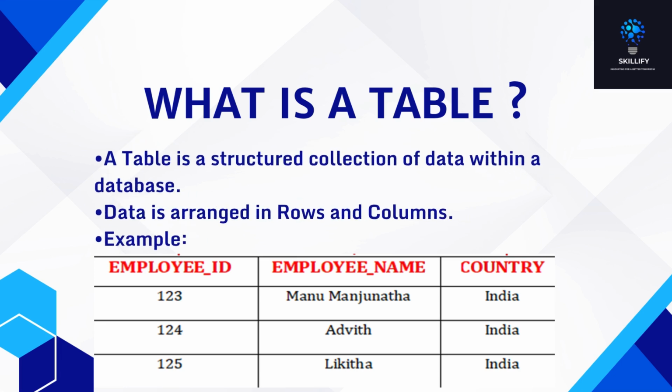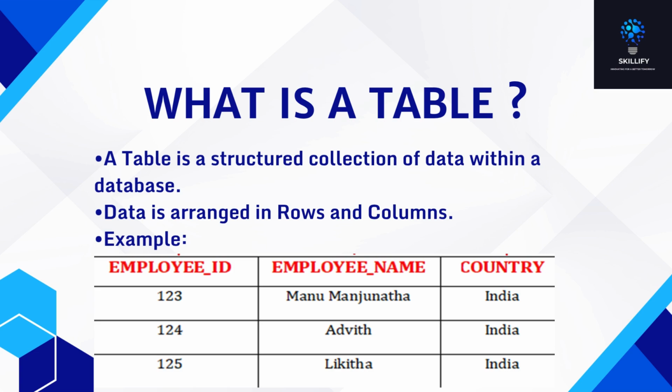Now let's understand what a table is. A table is a structured set of data inside a database. It stores data in the form of rows and columns. Each row represents a record, and each column represents a field or attribute of that record. Example: a students table can have columns like ID, name, and age.